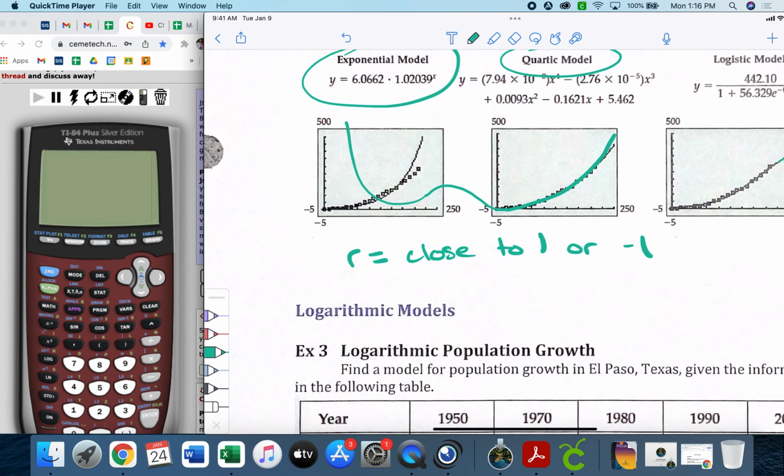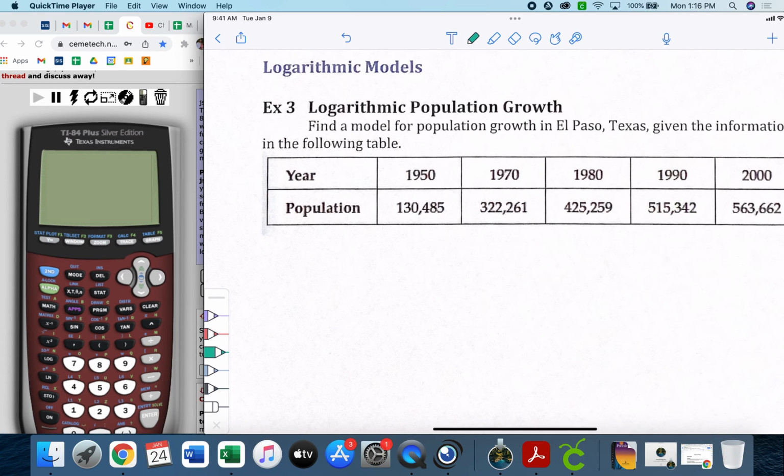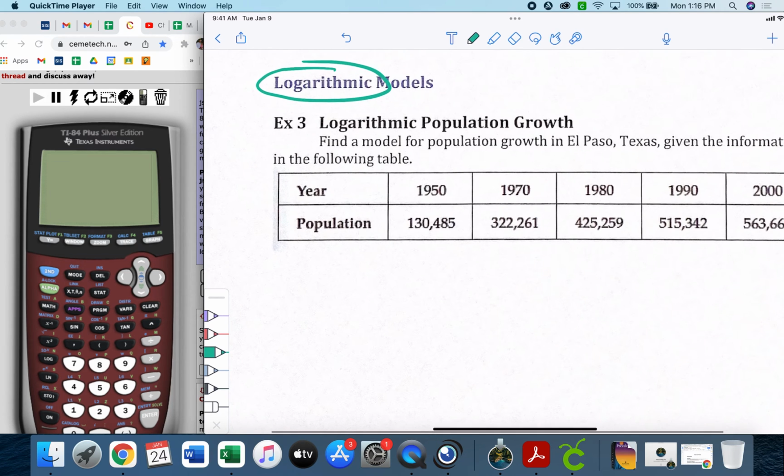Okay, let's go down and do this one. This is the last one, the log model. We haven't done a log model yet. On your calculator, the button you're going to use is not log. It's not logistic either. It's LN regression, right? Natural log regression. That's what you're going to use.